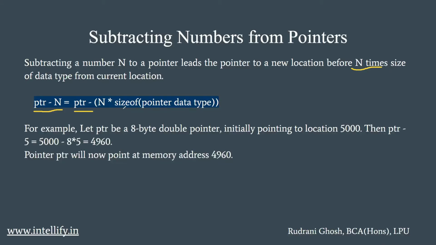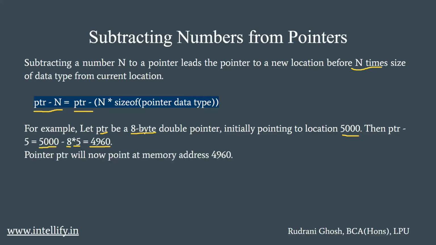That means in case of an integer, if we have to move n steps back, then it will be n into 2. So if PTR is an 8-byte double pointer whose initial location is at 5000, then PTR minus 5 is equal to 5000 minus data type size, that is 8, into 5, which is n. So the answer we get is 4960.